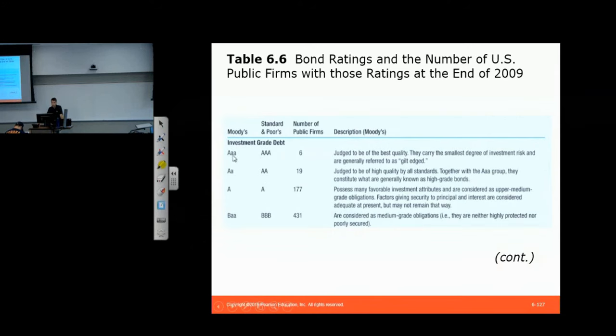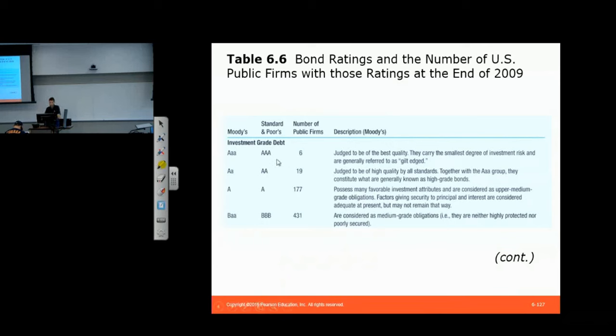When you see AAA like this, whether we're talking about Standard & Poor's or Moody's, Fitch uses something very similar. The way investors will say that is AAA. Right? So AAA rated debt, this is the highest credit quality. They carry the smallest degree of investment risk and are generally referred to as gilt-edged. That is, this is the best that you can get. They're risk-free. As of 2009, there were only 6 public firms that carried a AAA credit rating, and there are fewer now. In fact, the U.S. government doesn't have a AAA credit rating by one of them, I think it's Standard & Poor's at the moment. So this is very, very rare, and you have to be in good financial health.